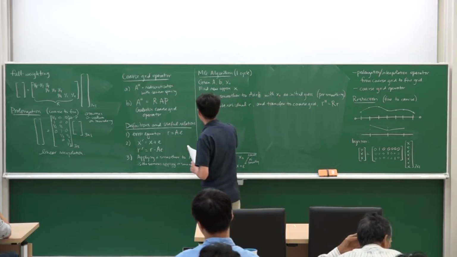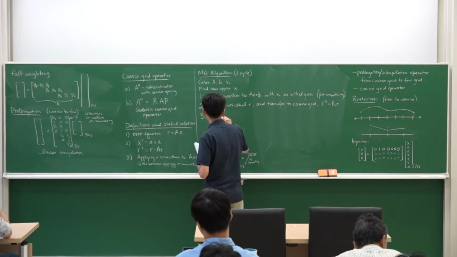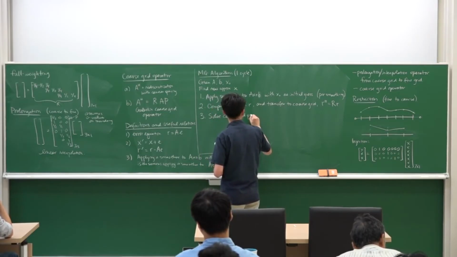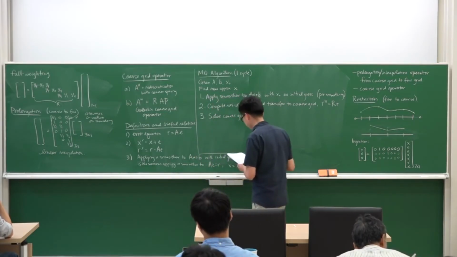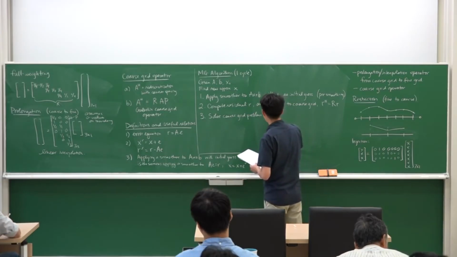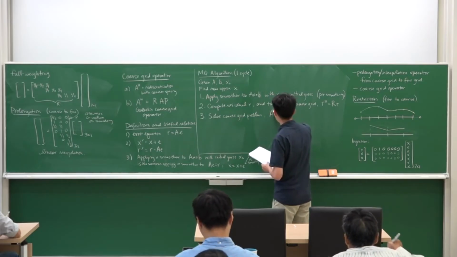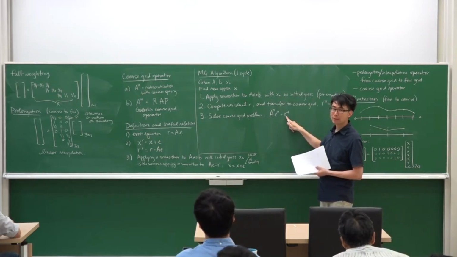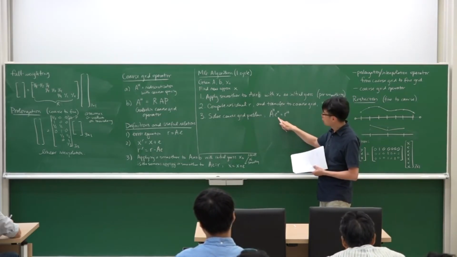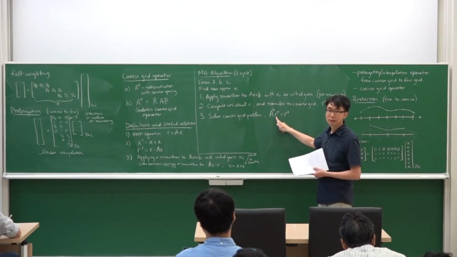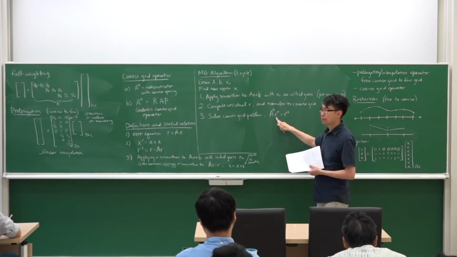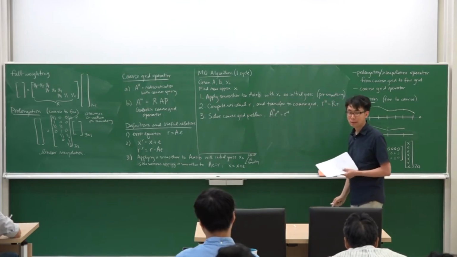So the third step is to solve the coarse grid problem: A_H e_H = r_H. So here's the coarse grid matrix. Here's the residual that we've transferred onto the coarse grid. And we're going to try to find the error on the coarse grid. And it is smooth. We think it is smooth, so we should be able to represent it well on the coarse grid.